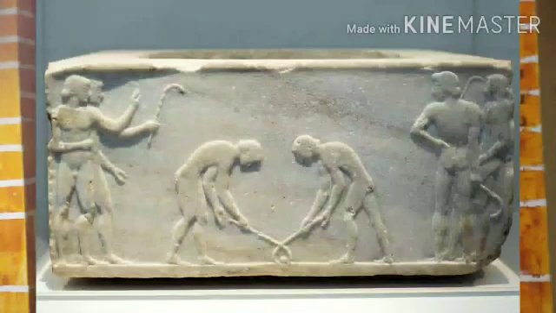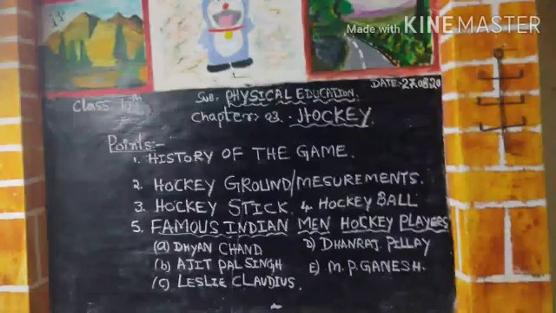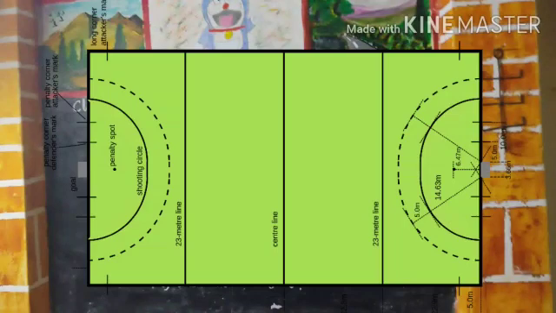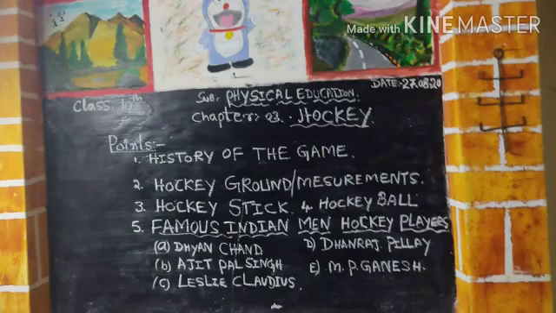Next, the measurement of the hockey ground. The hockey ground is played on a rectangular playfield measuring 91.40 meters by 55 meters, that is 100 yards length, 60 yards width. Goal posts are kept at each end.